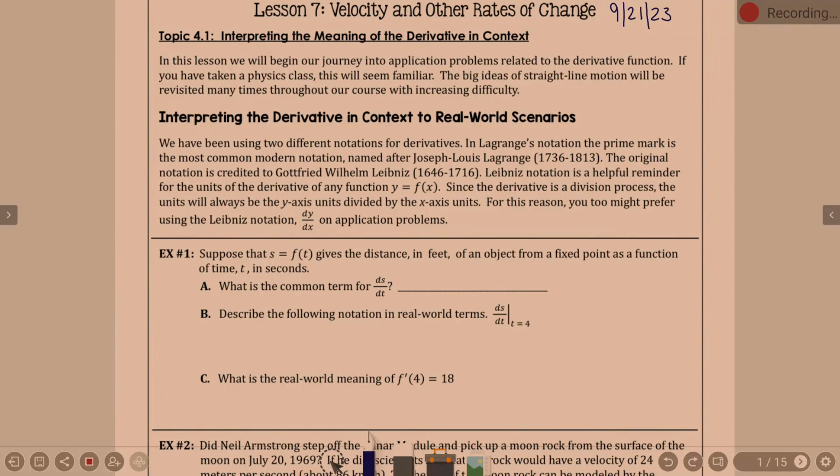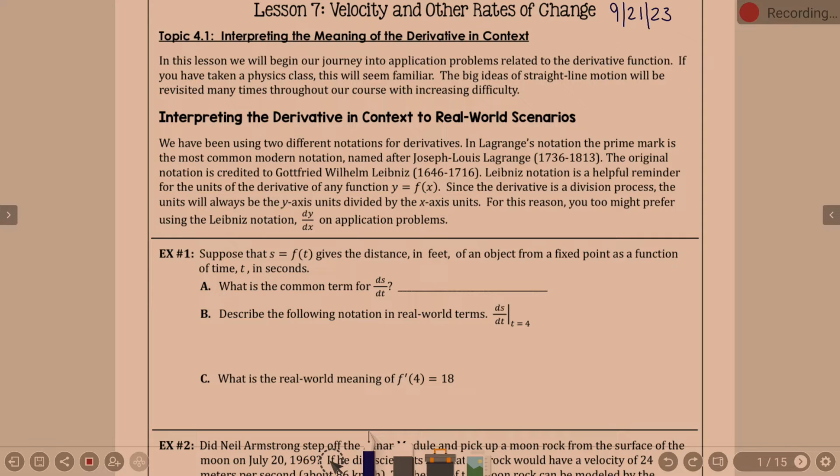Lesson 7, velocity and other rates of change. I mentioned yesterday at the end of our notes, velocity. It's a derivative, right? Which is why this is coming up. This is an application of derivative type day. Derivatives we often talk about in relation to physics because I mentioned yesterday, velocity is a derivative of position and acceleration is a derivative of velocity.